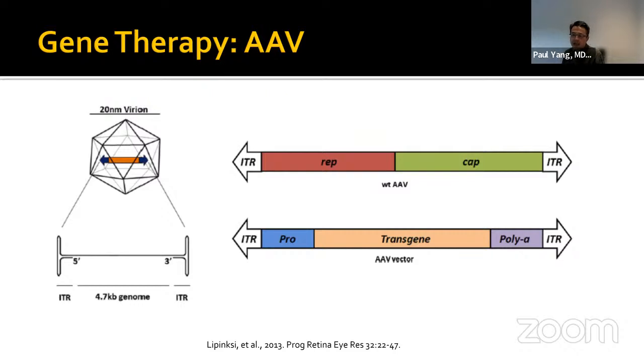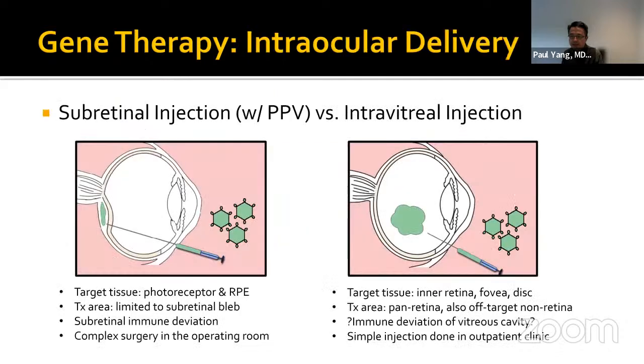So gene therapy most commonly uses AAV, adeno-associated virus. There's a capsid, and then there's a viral genome here. And what we do in gene therapy is we take out parts of the viral genome and replace it with the genetic construct, the gene that we want to deliver. As I said, there's different ways to deliver AAV. We think that subretinal space probably has the least amount of inflammation, whereas other routes of delivery like intravitreal tend to have higher risk for inflammation.